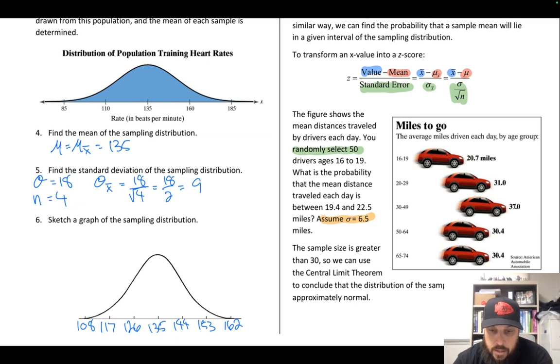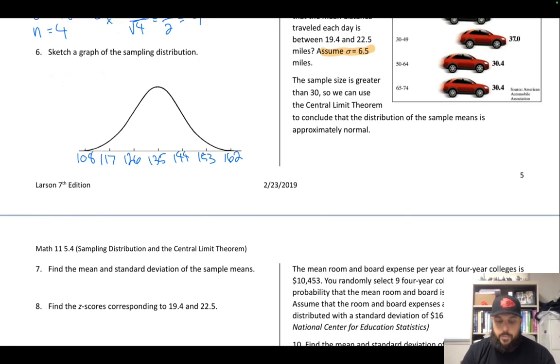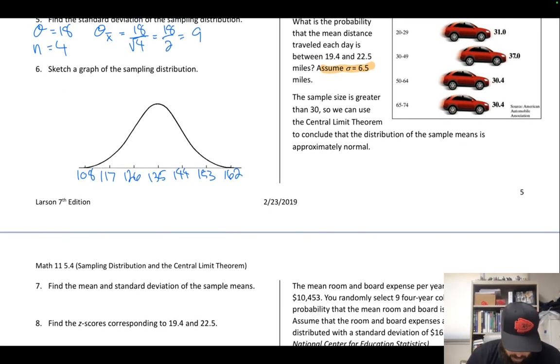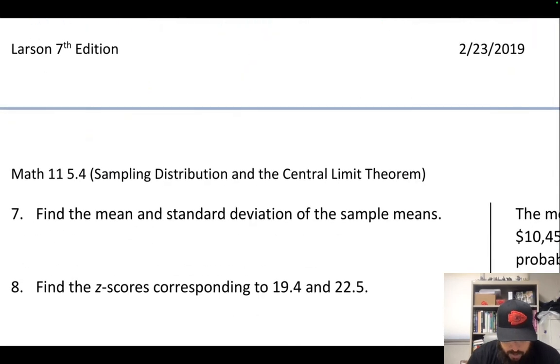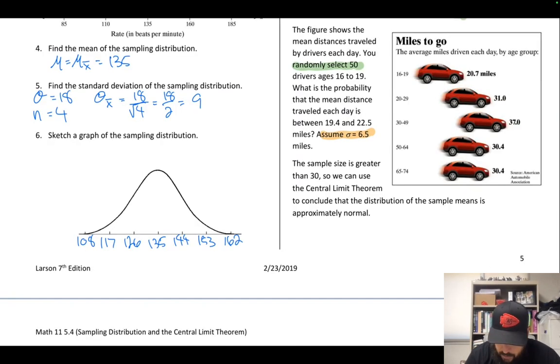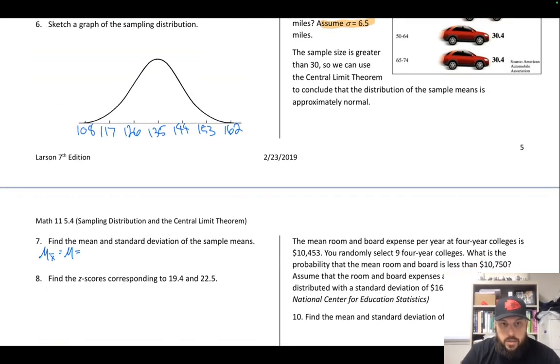Sample size is greater than 30, as we said, so we can use the central limit theorem to conclude that the distribution of sample means is approximately normal. So let's find the mean and standard deviation of the sample means here. So the mean of our sample means is going to be equal to our mean. Looking at drivers 16 to 19, so we got 20.7. So there's our mean of our sample means.